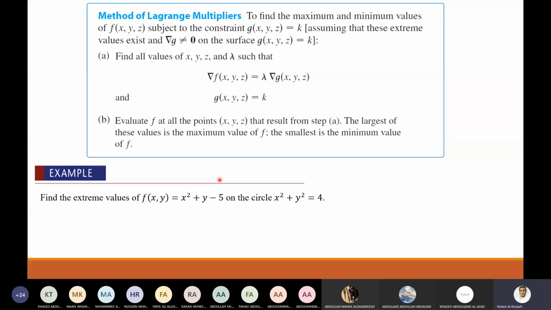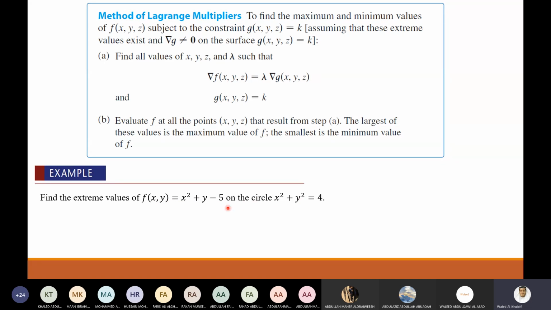Okay? Right. So now, let's solve this. This is exactly what I did in the software. I put x squared plus y minus 5, and the circle is x squared plus y squared equals 1. And we want to find the extreme values of this function that are on this circle. I mean, guys, x and y must be on this circle.